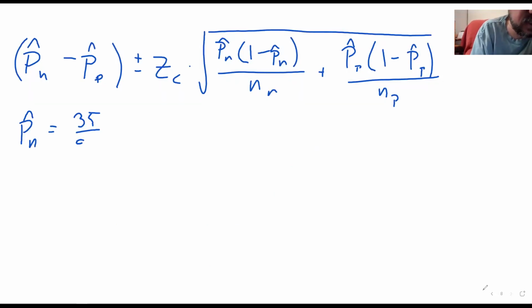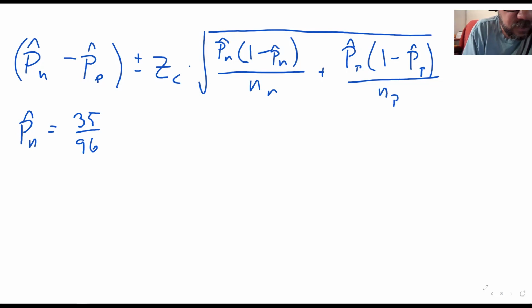35 out of 96, which I'm going to show you guys a trick that we can use to put this into the calculator a little bit easier. It's not a super important trick because we're going to do this by getting the 2 prop Z interval eventually. But I do want to show you a trick because it's a nice trick in your calculator that you may or may not be aware of.